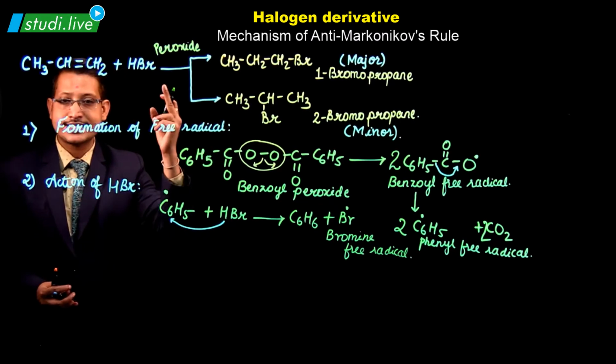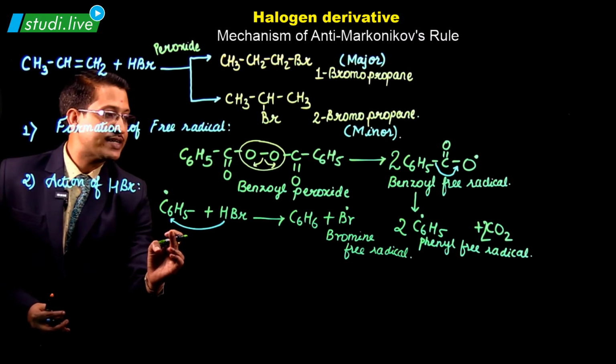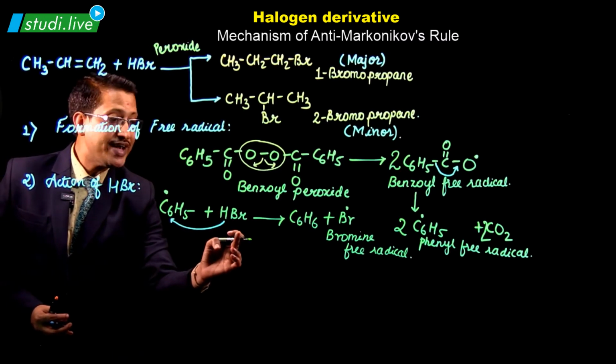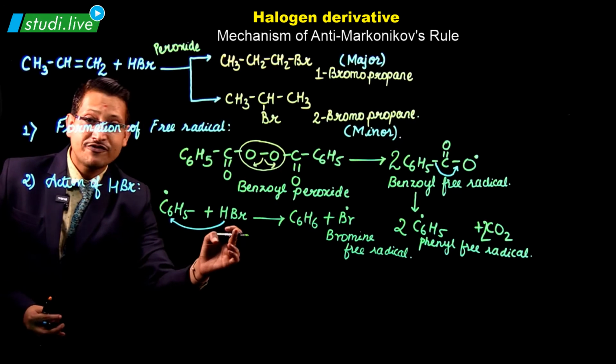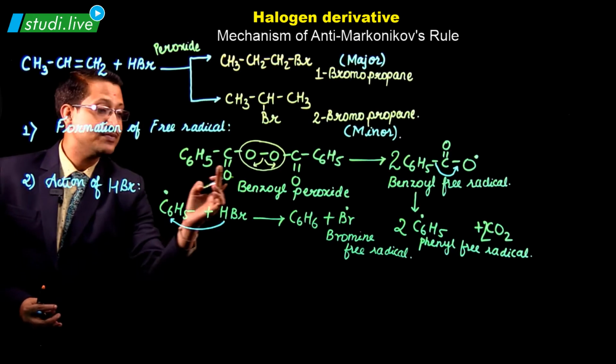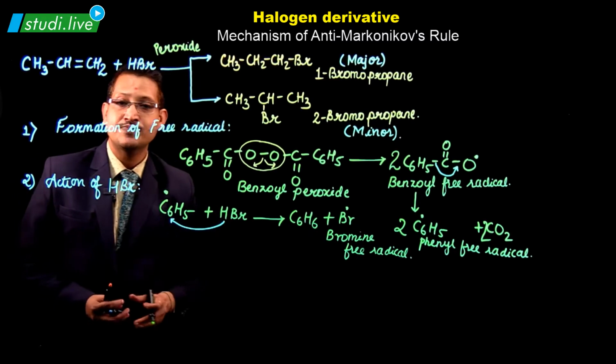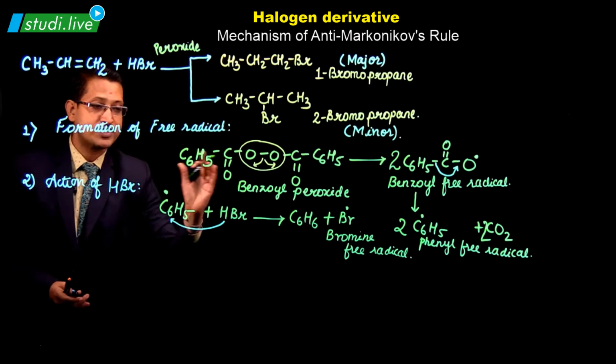So in your second step, action of HBr, it is the phenyl free radical combining with HBr. Yes, homolytic fission again. Because of that homolytic fission, hydrogen gets added here, gives you C6H6 plus bromine with a free radical, and this is how the free radical forms here.